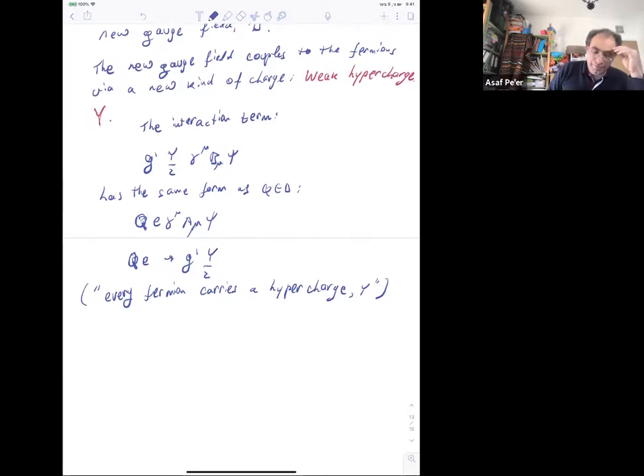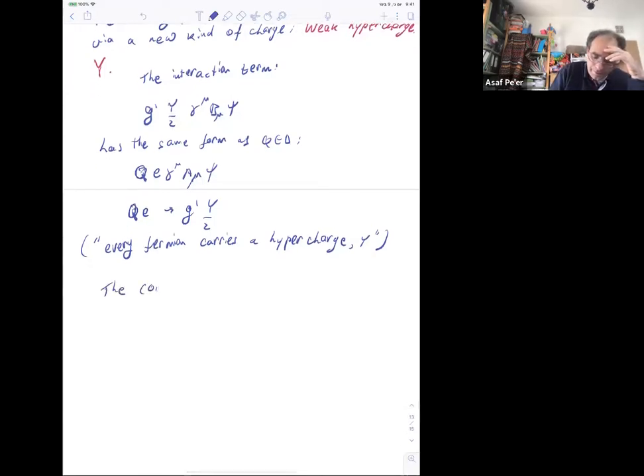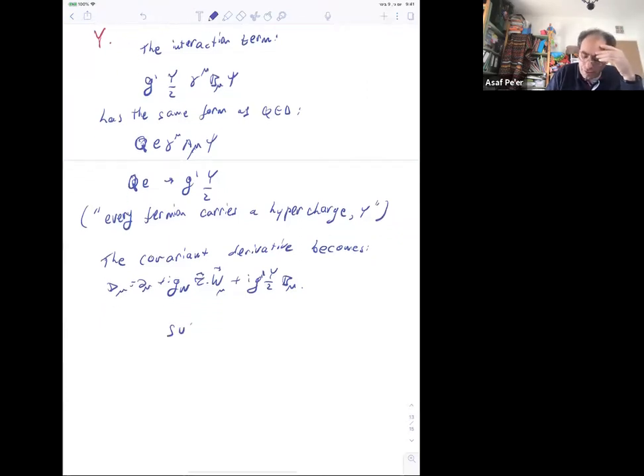So this and the covariant derivative. The covariant derivative D mu is just d mu plus i g weak tau dot W mu plus i g' Y over 2 B mu. So now we have two symmetry terms: one is the SU(2) left, and the second is the U(1) Y hypercharge.